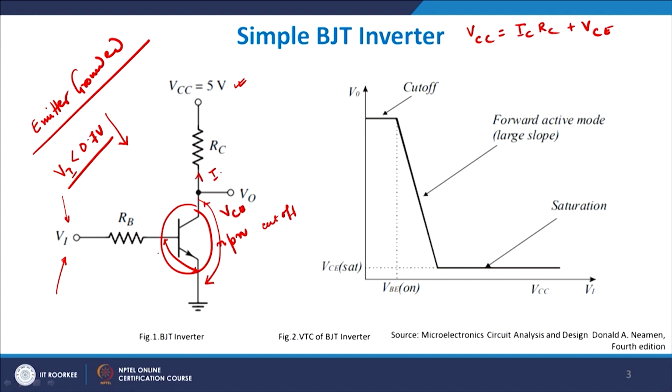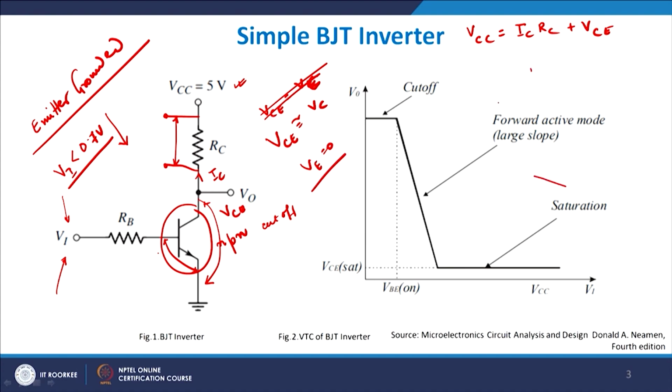So ICRC is the voltage drop across this resistor. This voltage drop plus this voltage drop must equal VCC. Now, since your emitter is not through a resistor, it is directly coupled to the ground, VCE can also be written simply as VC. VCE can be written as VC because VE is equal to 0, because the emitter is grounded.